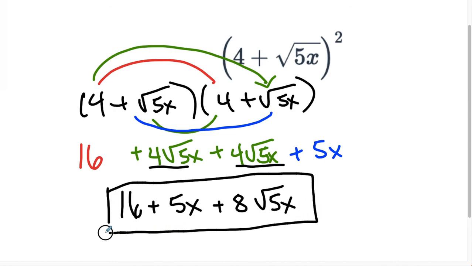This is it, right? You can't combine, this is 16, that's a whole number. This one has a variable and then this one has a radical. So you can't combine these.